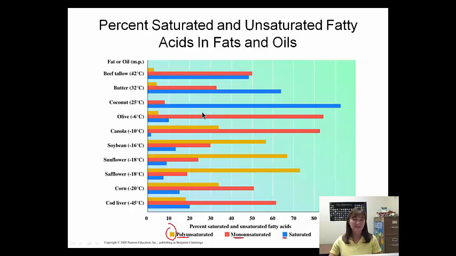So if you look at coconut oil, it has got quite a bit of saturated fatty acids. And if we focus on the polyunsaturated, it looks like one of the better ones is going to be the safflower oil. Notice your melting point. Coconut has a melting point of 25 degrees Celsius, and safflower oil has a melting point of negative 18 degrees Celsius. So the higher the saturation, the higher the melting point is going to be.